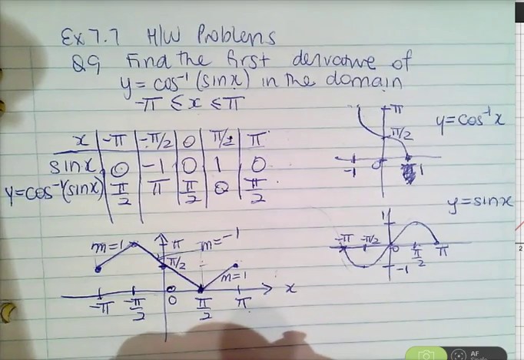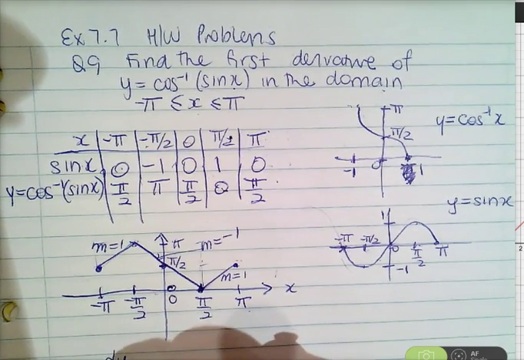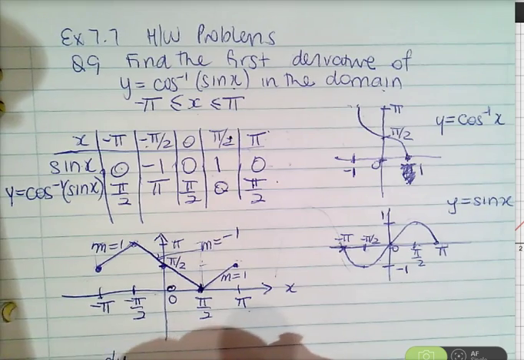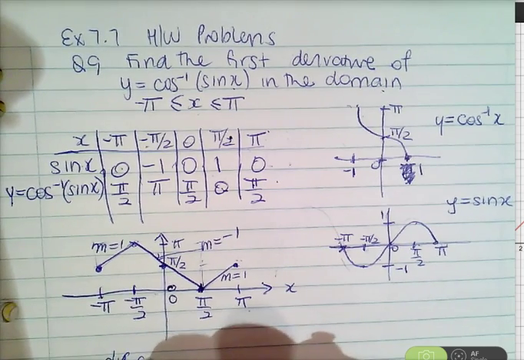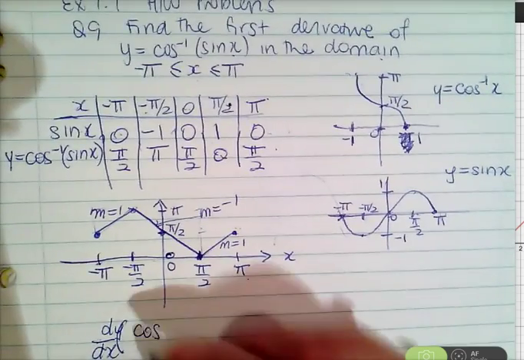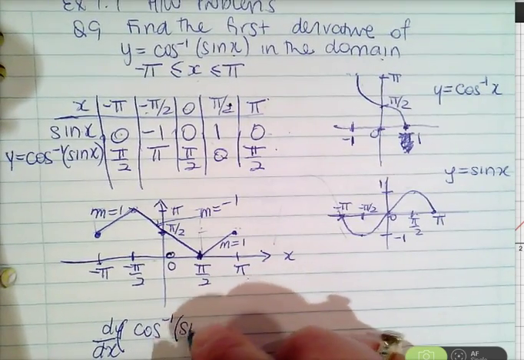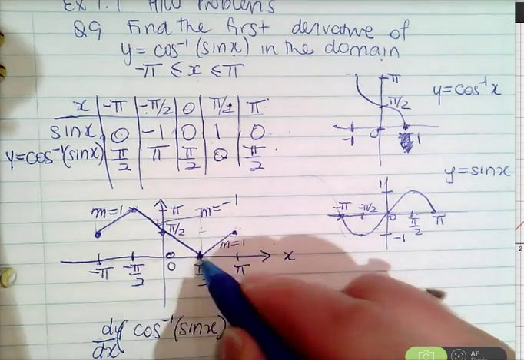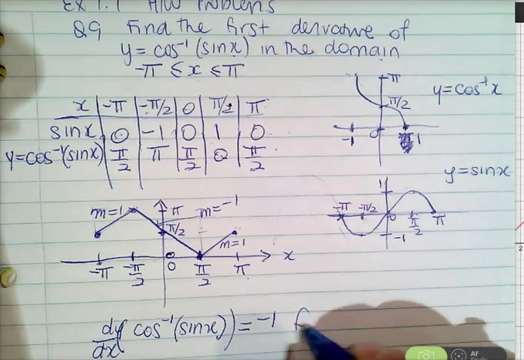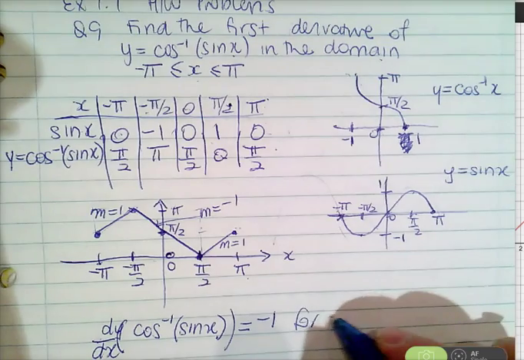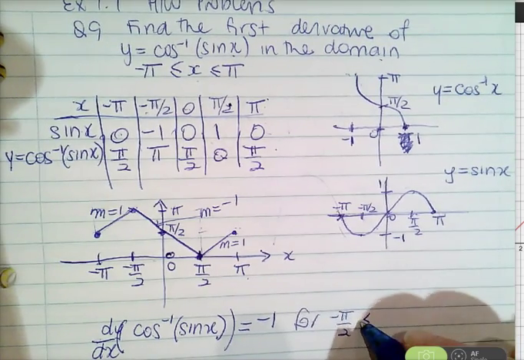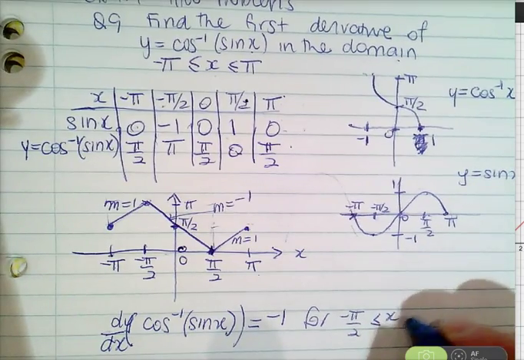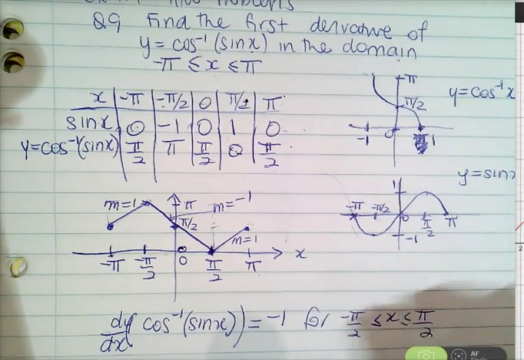So therefore, d by dx of inverse cos of sine of x is equal to, we'll do this, -1 here, for values of x between -pi on 2 less than or equal to x less than or equal to pi on 2.